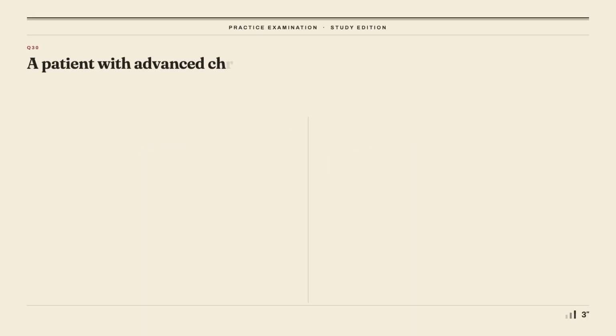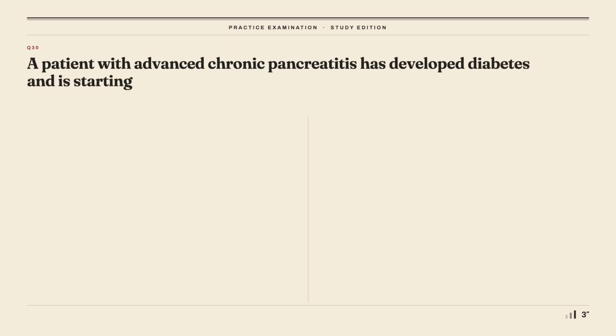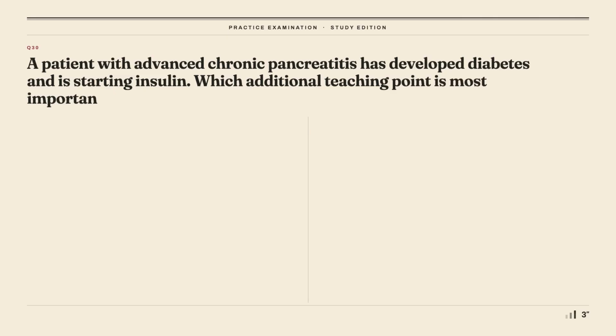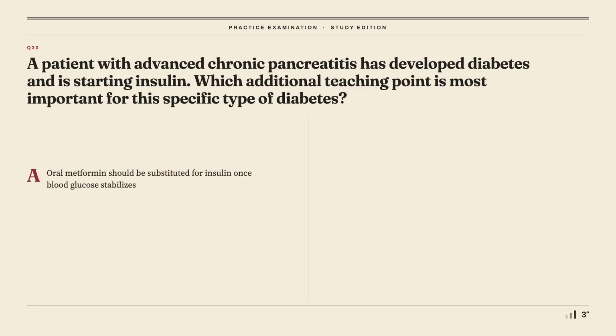Question 30. A patient with advanced chronic pancreatitis has developed diabetes and is starting insulin. Which additional teaching point is most important for this specific type of diabetes? Your options are: A. Oral metformin should be substituted for insulin once blood glucose stabilizes. B. Blood glucose targets should be set unusually low since this form of diabetes rarely causes hypoglycemia.